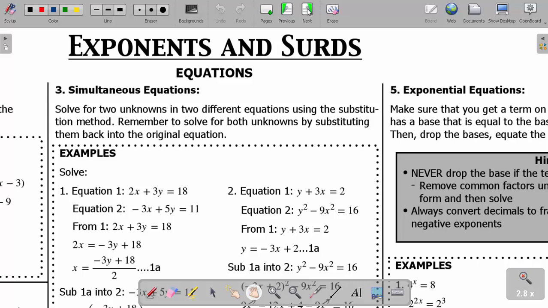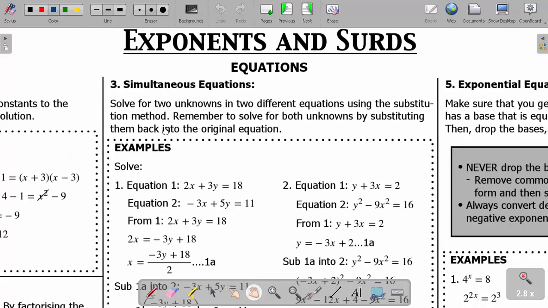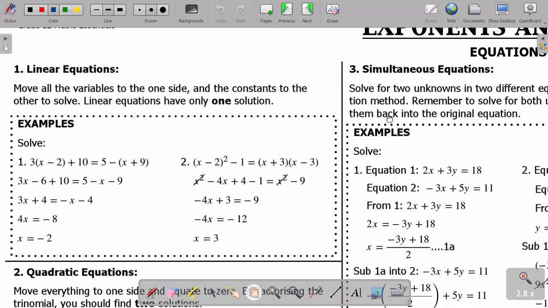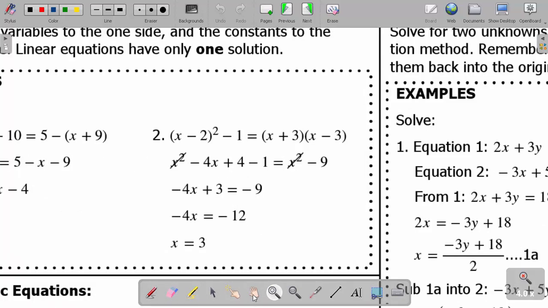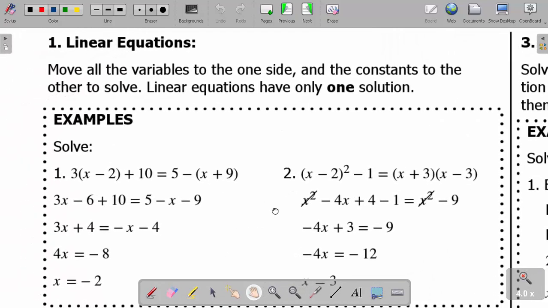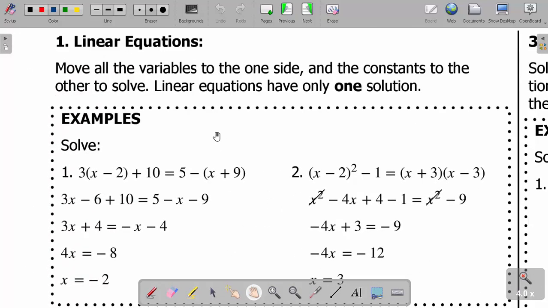Okay, now still in question 1, we have what we call equations. These equations include the following. They can be linear equations, and if they are linear equations, what do we do, teacher? You move all the variables to one side and the constants to the other side, then solve. So linear equations only have one solution.